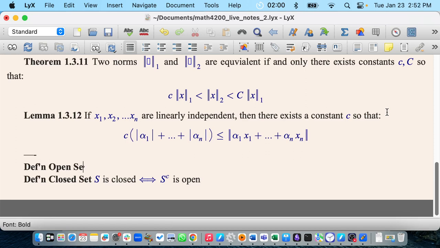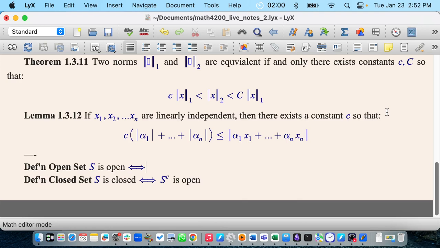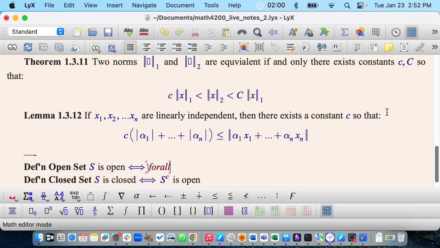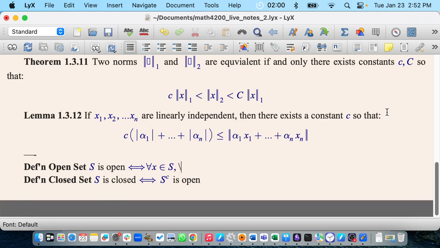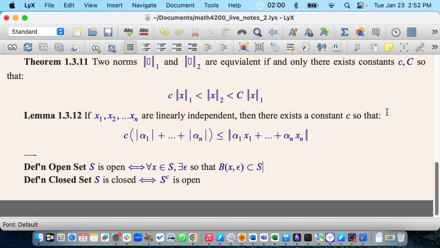An open set. S is open. What does it mean if it's open? It means that every point has a little ball surrounding it. So for all x in S, there exists epsilon so that the ball centered at x of radius epsilon is entirely in S. Okay. Right, those are open and closed sets.